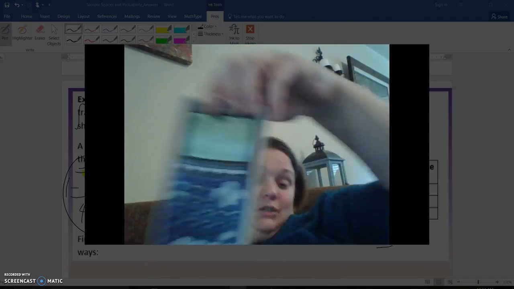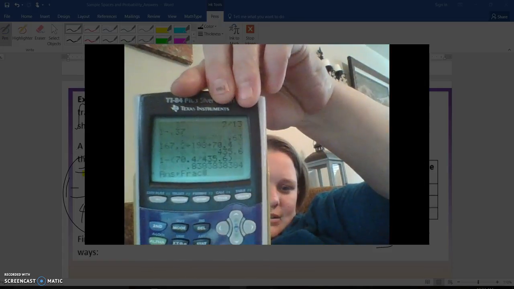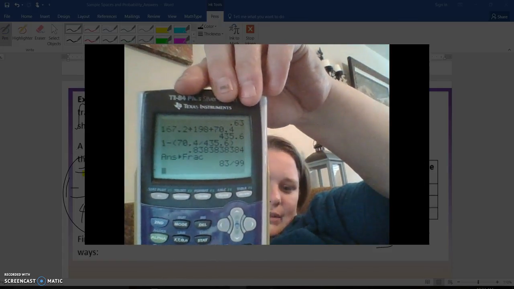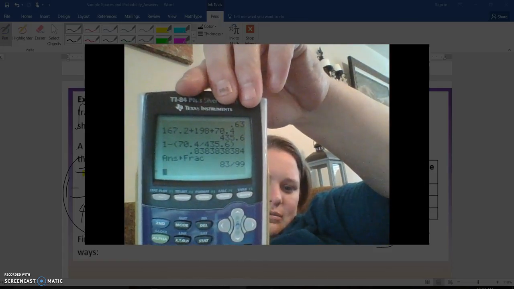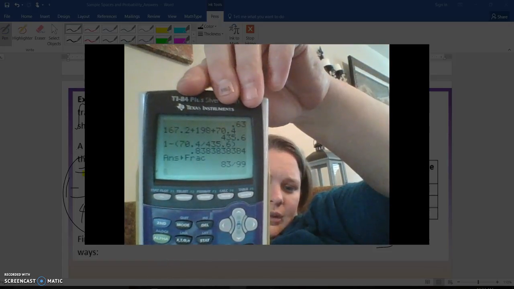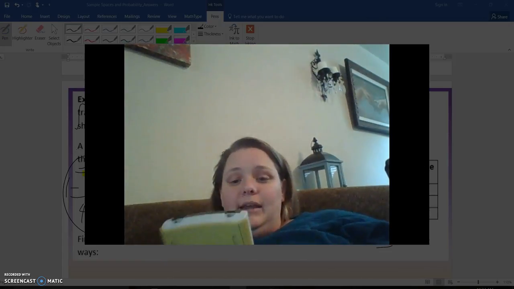Oh, not pushing the right button. Math, enter, enter. And so we get 83 and a 99, like when it's all reduced. 83 out of 99. Okay.